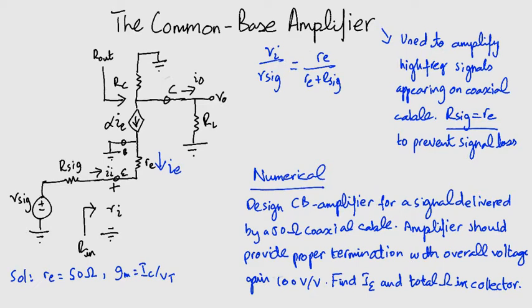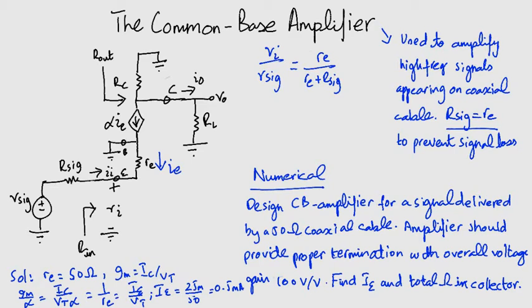So we divide the equation for gm by alpha. This gives us 1 over Re equals IE over VT. Now, using that we can calculate IE because Re and VT, the thermal voltage, are both known to us. And the answer comes out to be 0.5 milliamperes.